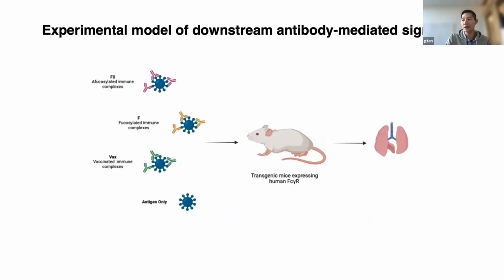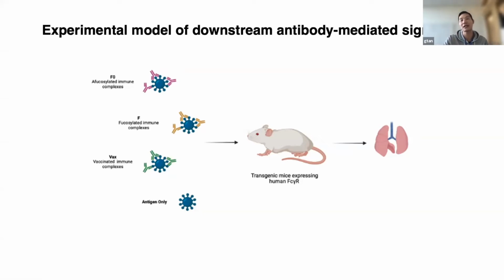To provide some mechanistic understanding of what we're doing, we isolated these antibodies from sera and then made immune complexes with just the spike protein. F0 means these antibodies are from afucosylated participants. This is fucosylated, this is antibodies from vaccinated, and this is the antigen only. At that time, we didn't really have a real challenge model. We had to use a non-lethal inoculation of the immune complex and see whether you would see some inflammatory response following the inoculation of these immune complexes into our transgenic mice.